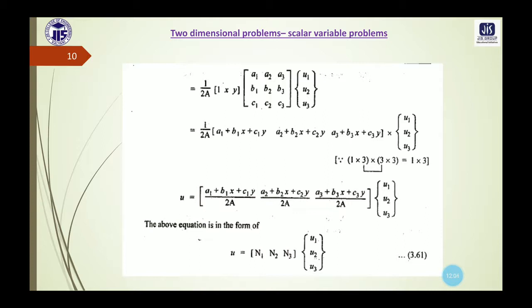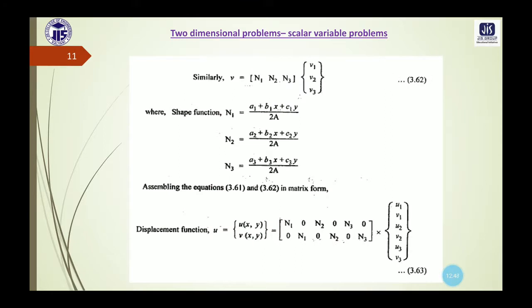Next we can perform the matrix multiplication here, and finally we get the equation of u as a 1 by 3 row matrix multiplied by a 3 by 1 matrix of u1, u2, u3. In this equation we can consider some parameters as N1, N2 and N3 for the row matrix multiplied by a column matrix of u1, u2, u3. This equation 3.61 is a very important equation which we need to remember to solve different numericals.